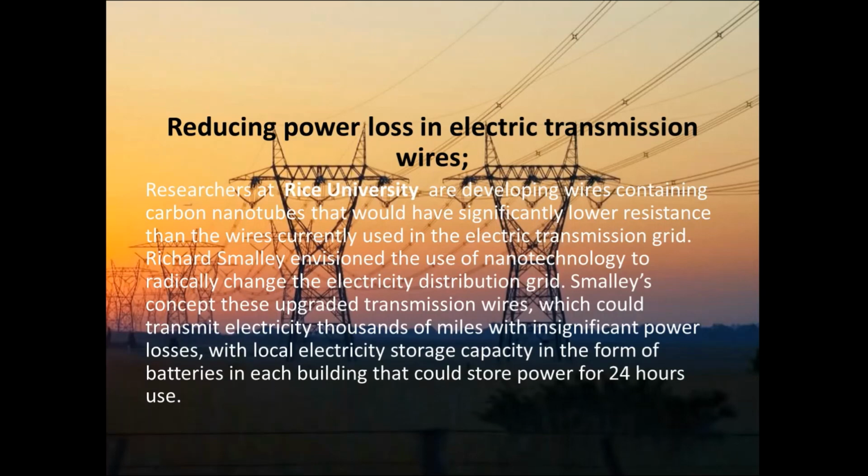Richard Smalley envisioned the use of nanotechnology to radically change the electric distribution grid. Smalley's concept was upgraded transmission wires, which could transmit electricity thousands of miles with insignificant power losses, combined with local electricity storage capacity in the form of batteries in each building that could store power for 24 hours of use.